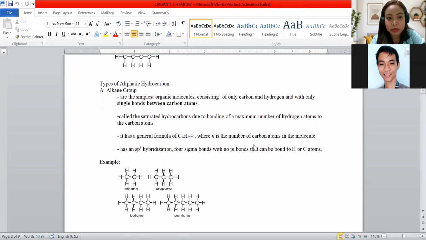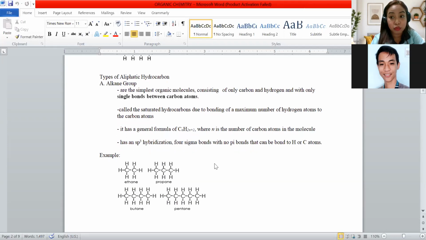SP. SP, very good. So this is called saturated hydrocarbon because it has the maximum number of hydrogen atoms attached to the carbon. It has a general formula of CnH2n+2, where n is the number of carbon atoms. Say, for example, we have C2. There are two carbon atoms, so we have C2H(2 times n plus 2). That means 2 times 2 is 4, plus 2, is 6.